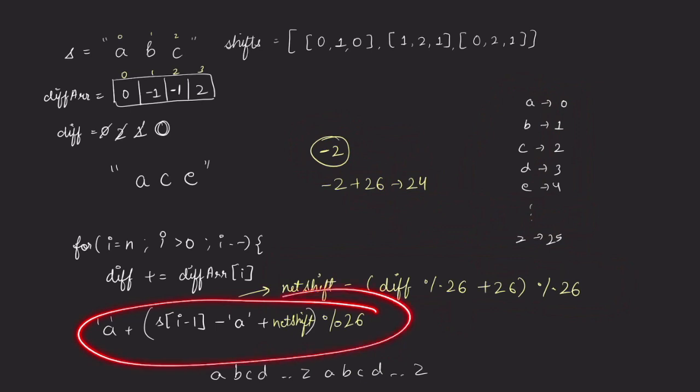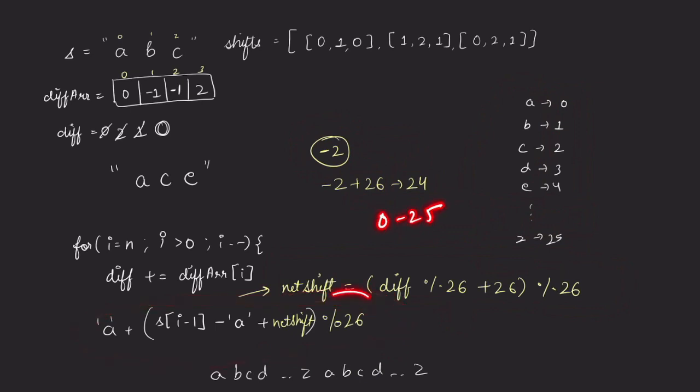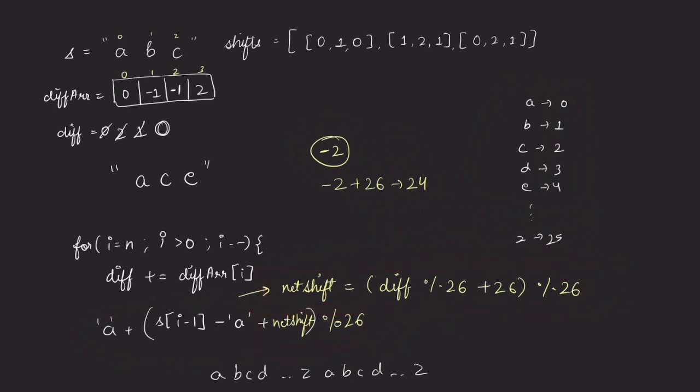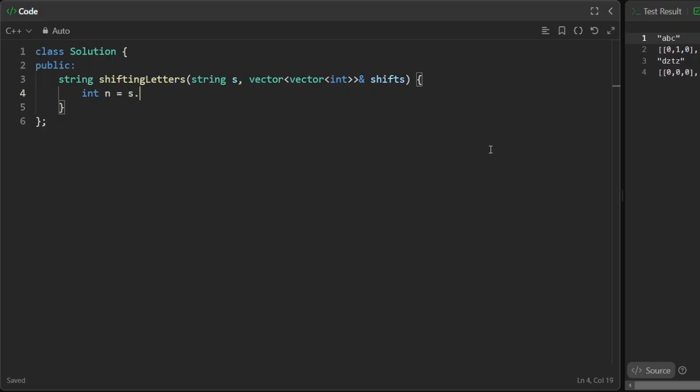And then here also, for keeping it within the range of 0 to 25, we are doing a mod with 26. So this was the main thing that you need to keep in mind. So let's quickly look at the code. So first of all, let's take the size of string s in n. Then we will create a vector, which will be our difference array, right? Its size we will keep as n plus 1, and initially all the values will be 0.